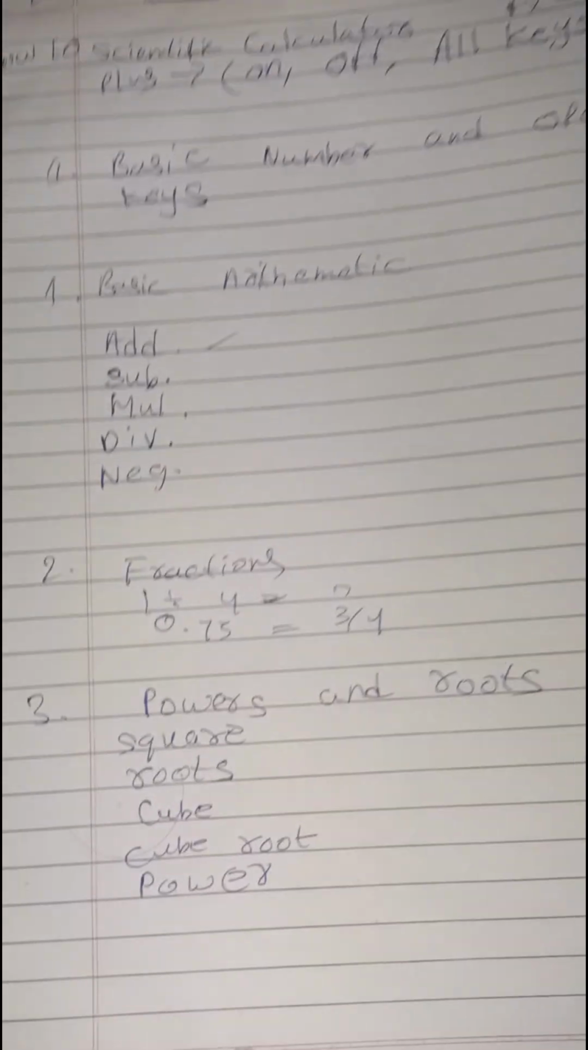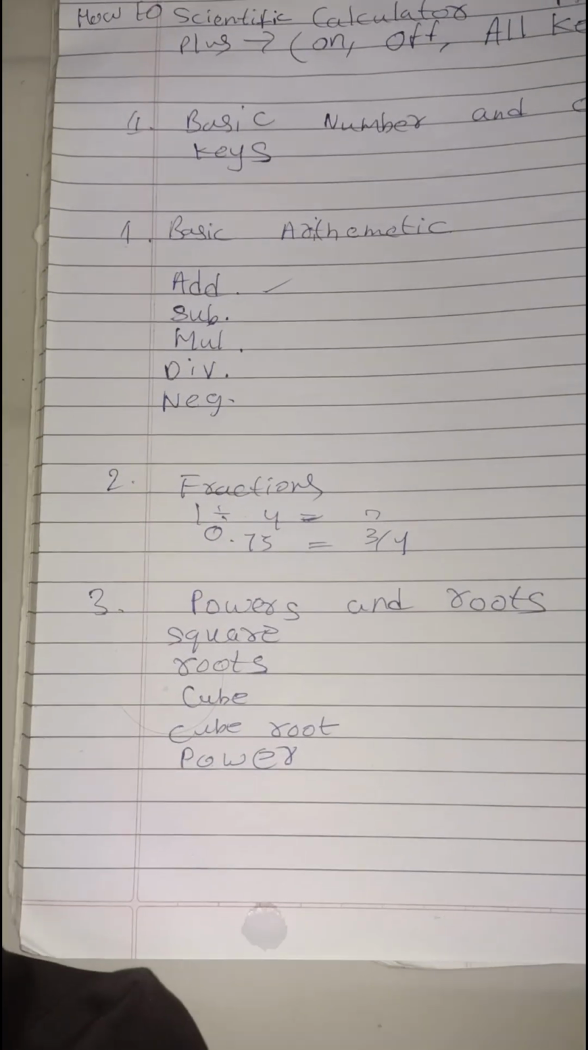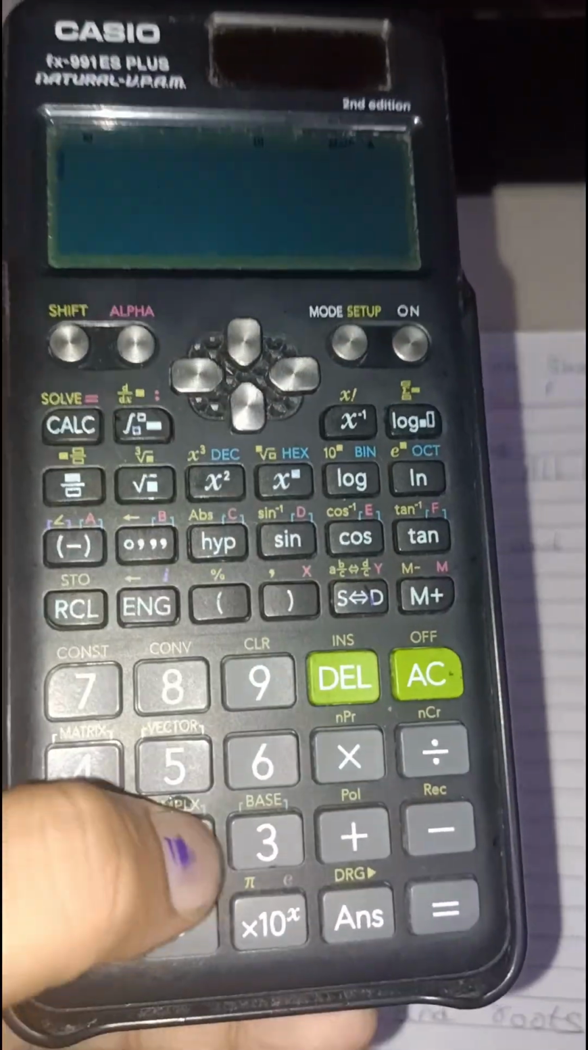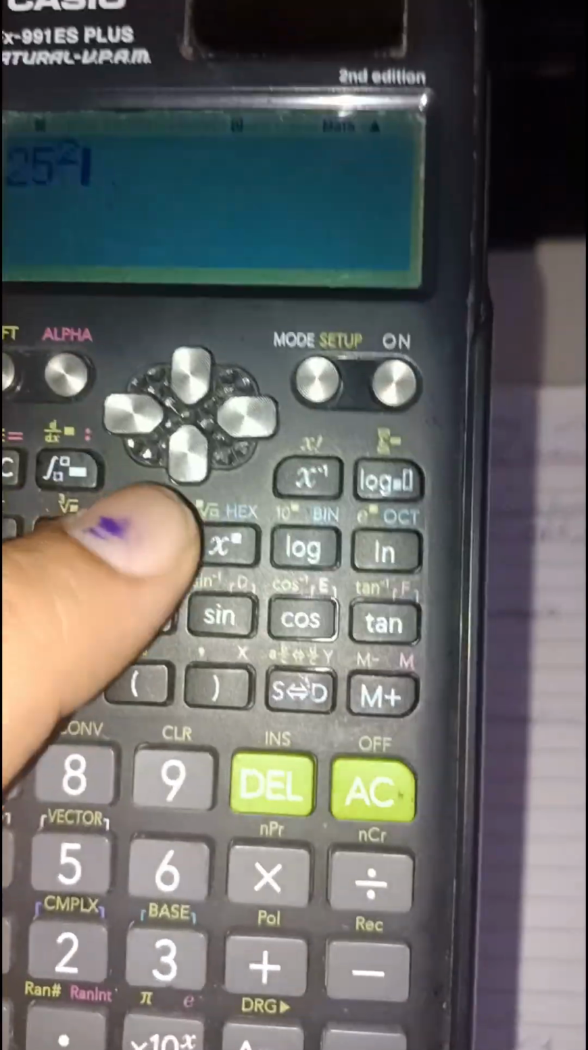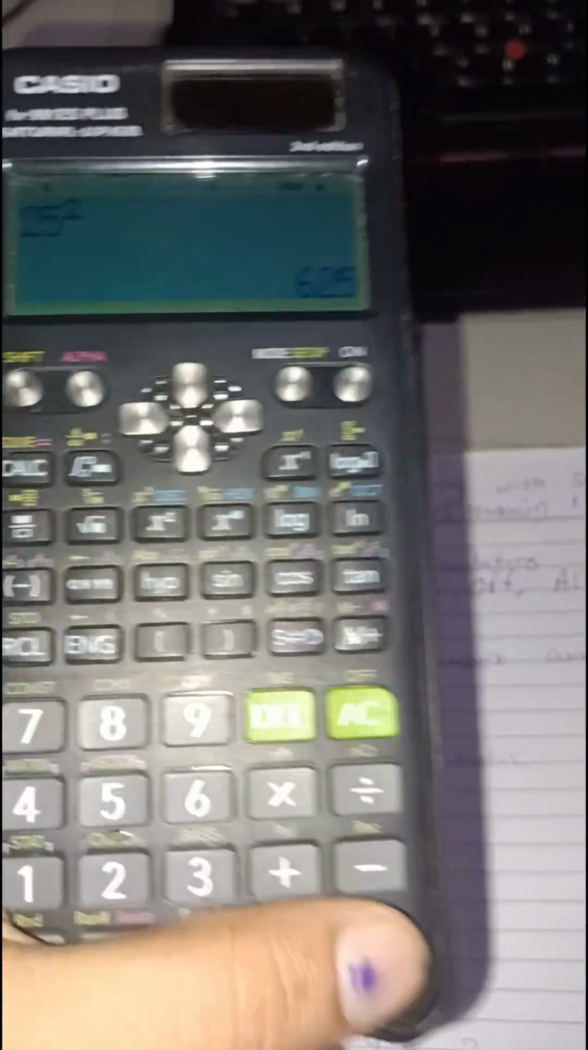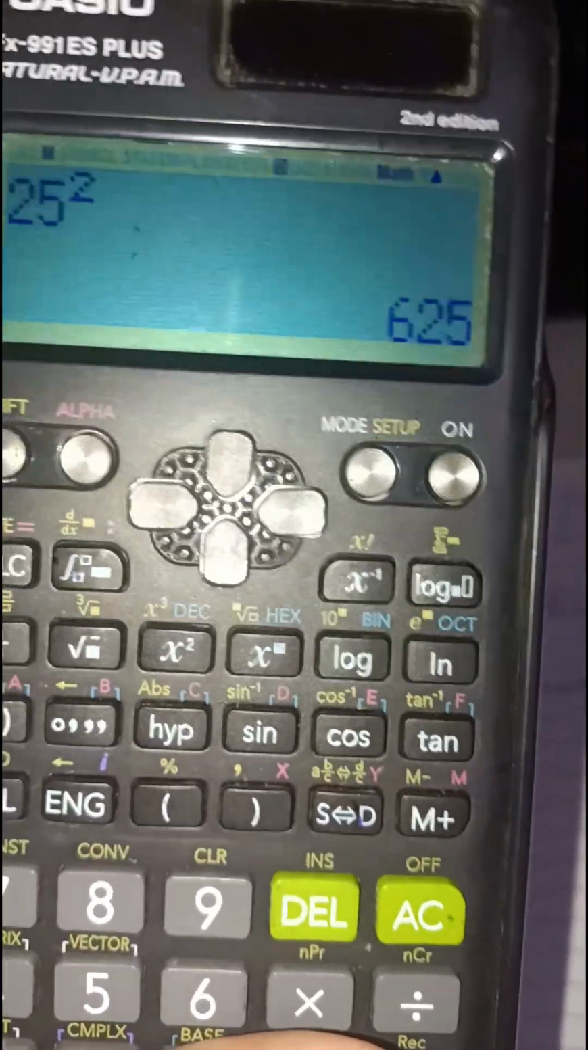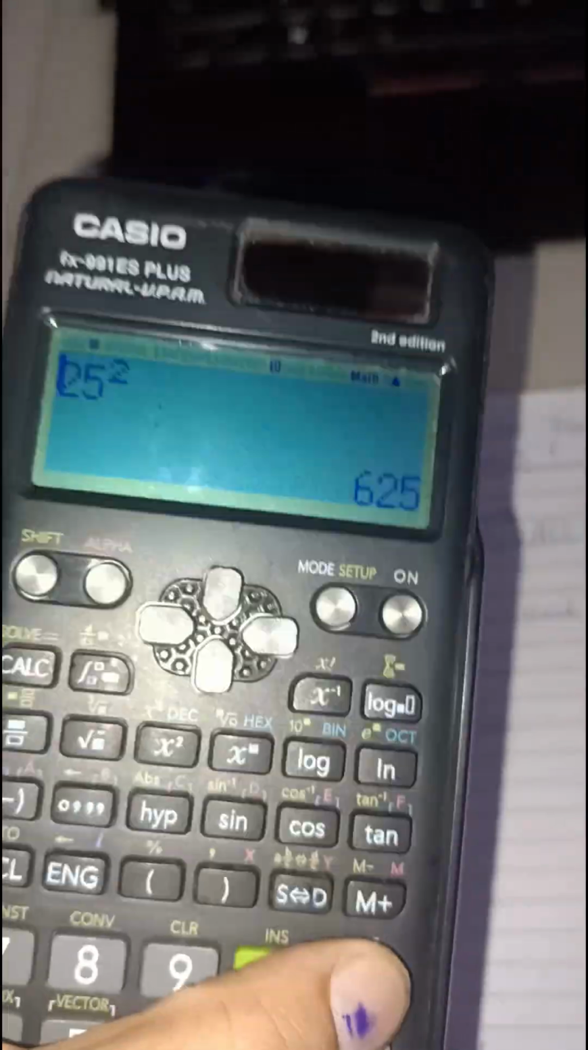Okay, and today's third topic is powers and roots. If you don't know the squares from 1 to 10, then don't worry. If you have a scientific calculator, then you can calculate them. If you want the square of 25, click 25, then click the x square button and equals, and you can see 625. That is the square of 25, and it's correct.